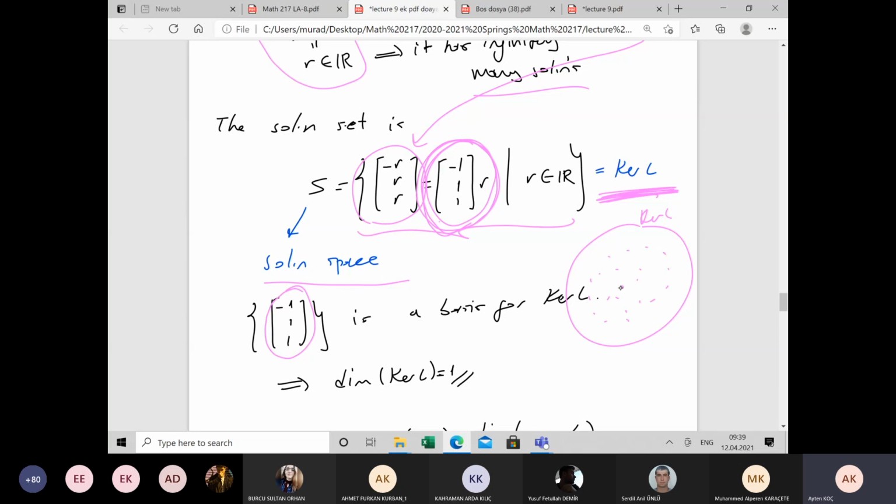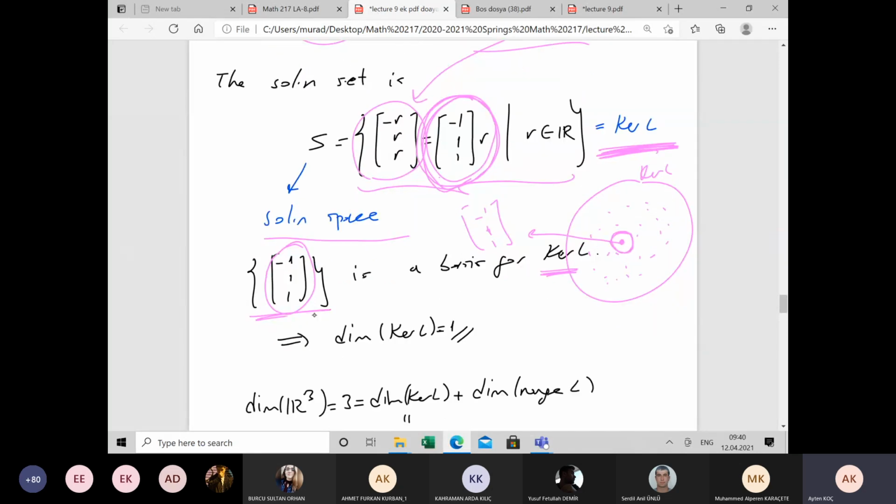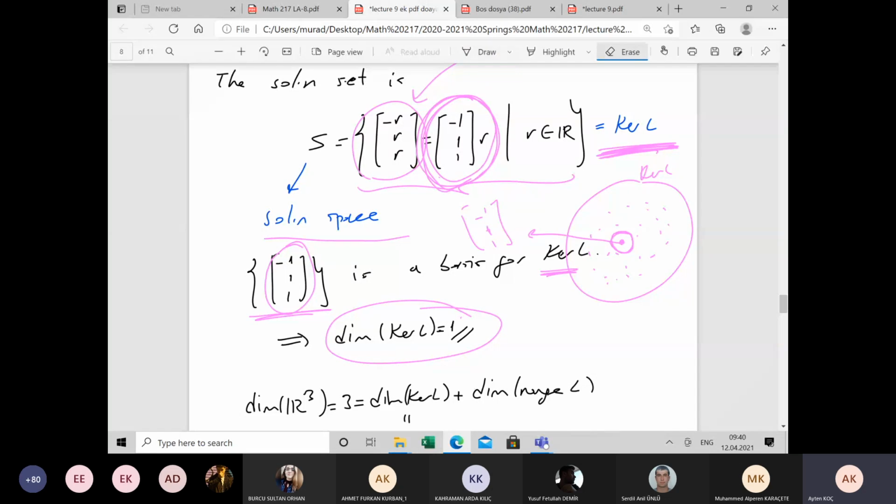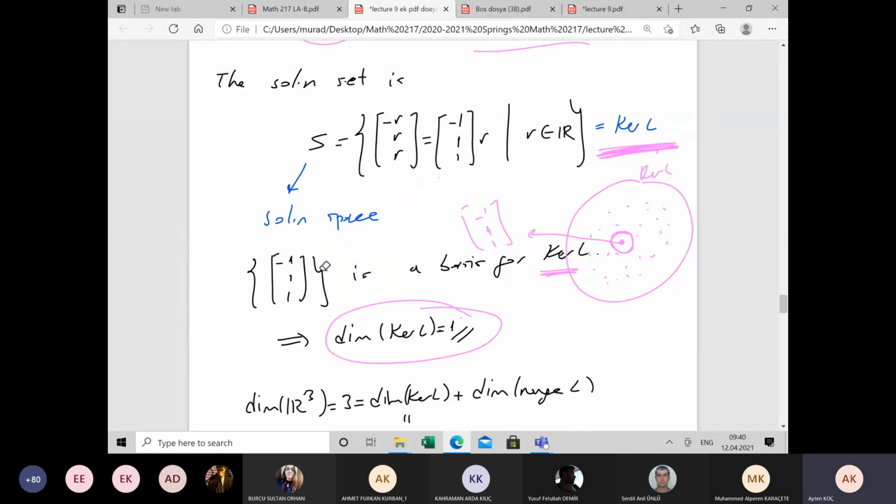This is the vector minus 1. If we know this vector, it is possible to generate all the vectors. So what is the dimension of the kernel? The number of vectors in the basis of this space is 1. So the dimension of the kernel is 1. Any question?